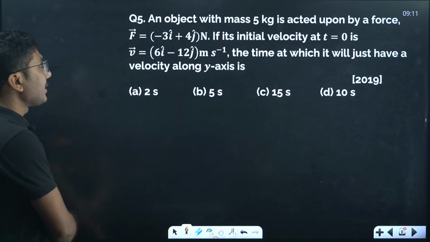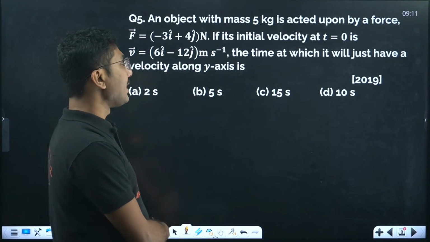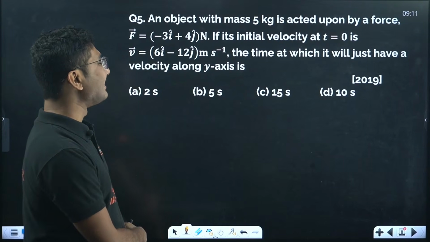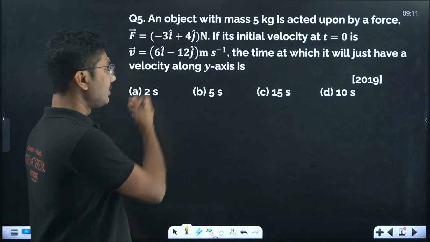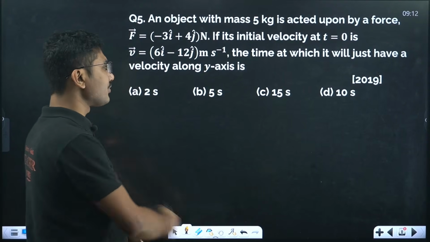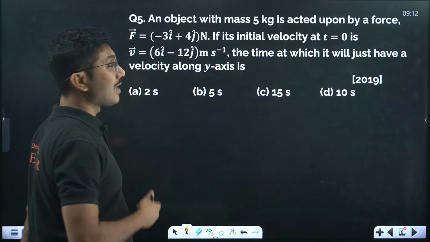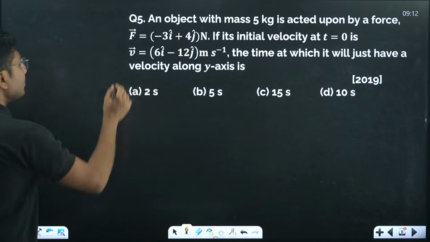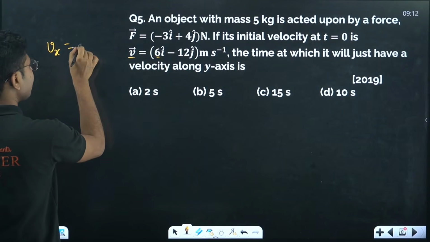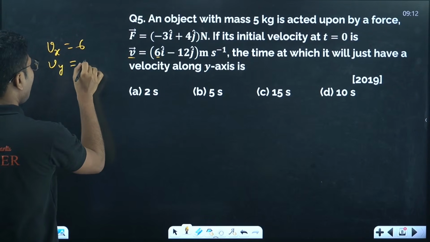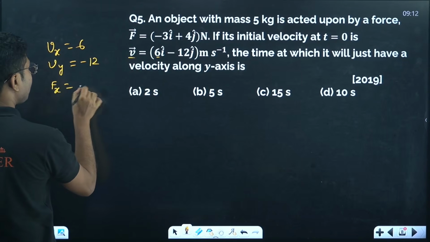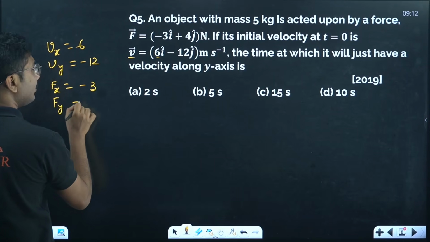Okay, next question. An object with mass 5 kilogram is acted upon by a force F, and its initial velocity at t equals 0 is given. The time at which it will just have a velocity along the y-axis. I solved this question during the lecture, so you can check that out. As I mentioned, I will solve it again, don't worry. So here velocity has two components. This is the x component, so vx equals 6 and vy equals minus 12. Similarly, the force also has two components, fx equals minus 3 and fy equals plus 4.